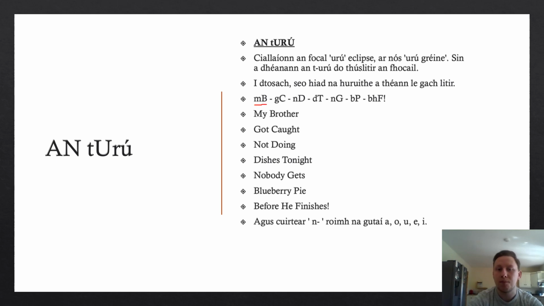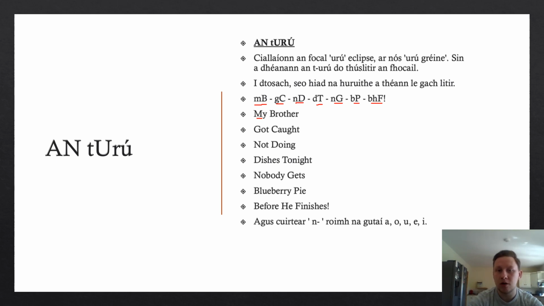So we have M and B. So M goes before the B, G in front of the C, N in front of the D, D in front of T, N in front of G, B in front of P, and BH in front of F. So examples would be Múcail, Got, Luras, Dishmahori, Nyachta, Bubble Skull, and Winnow. So just a little kind of help for you.